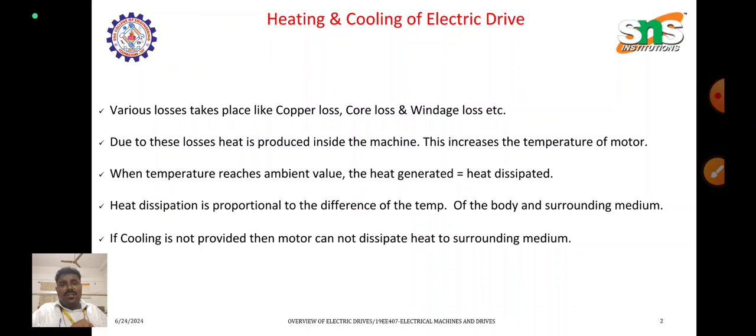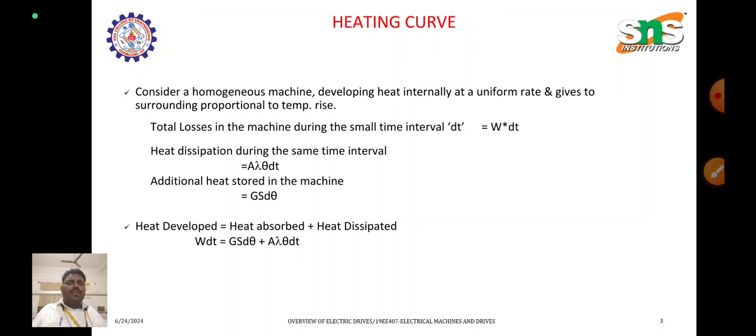It is based on the machine heat and the surrounding heat. If cooling is not provided, then the motor can dissipate heat to the surrounding medium. For example, in some applications they use oil, water, air, or gas as a cooling medium. When cooling is not provided, the heat will be dissipated to the surrounding medium. So in this heating curve, you can consider a homogeneous body.